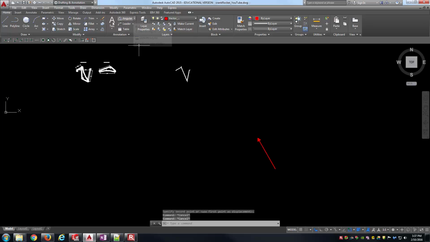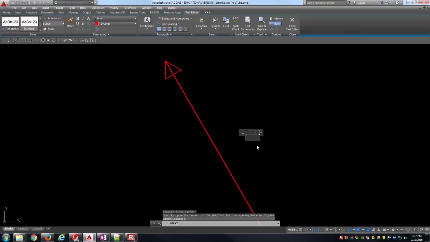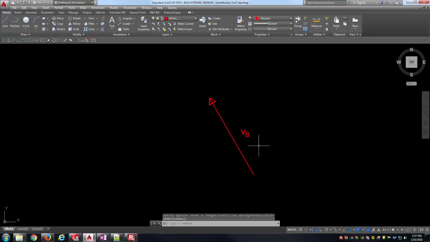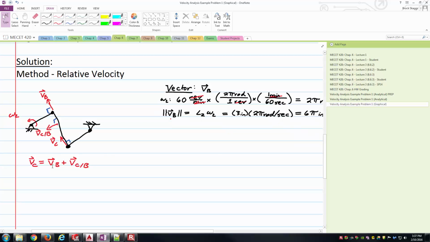It's also handy to go ahead and label these just in case you get into more complex vector style problems, which will come with acceleration graphical approaches. And so here I have a nice label saying, hey, this is the velocity of B here. And so going back to our vector equation, basically we've taken care of V sub B. And so let's work on the right hand side first. And so we'd basically be doing tip to tail addition, and we'd have velocity of C relative to B next.